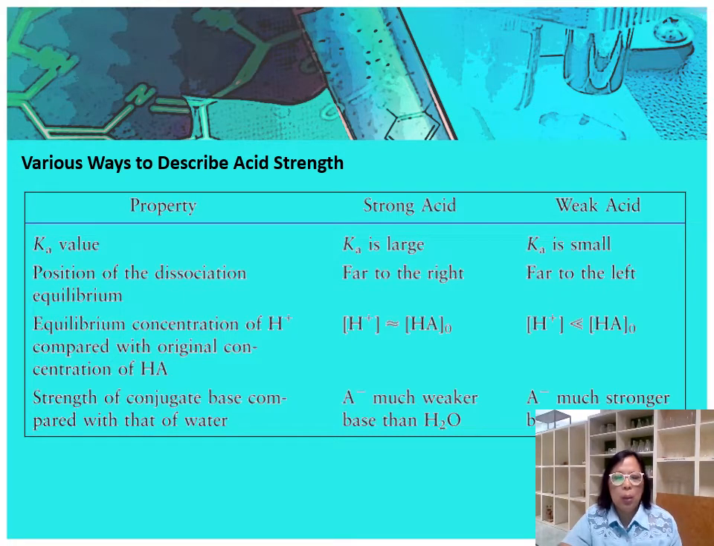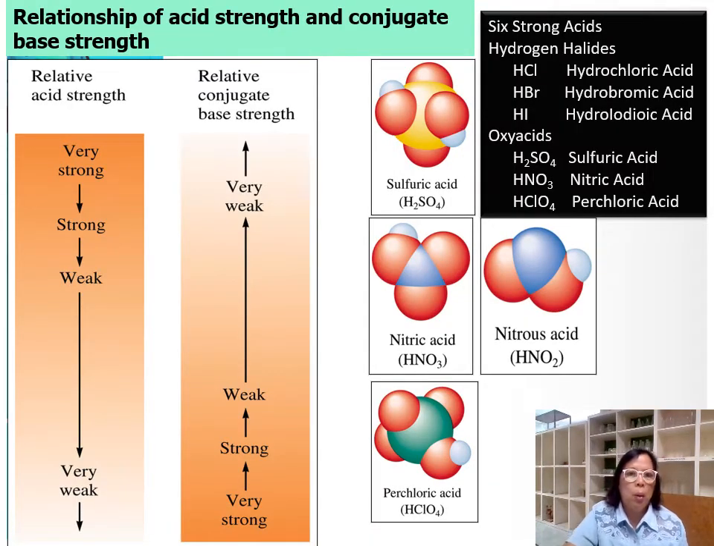So it just follows the equilibrium concentration of H plus compared with the original concentration of HA. So you have here the illustration. And then also likewise the strength of the base, the conjugate base. A concrete example of the illustration is actually the list here of some acids that we usually use in the laboratory. So these are the six strong acids.